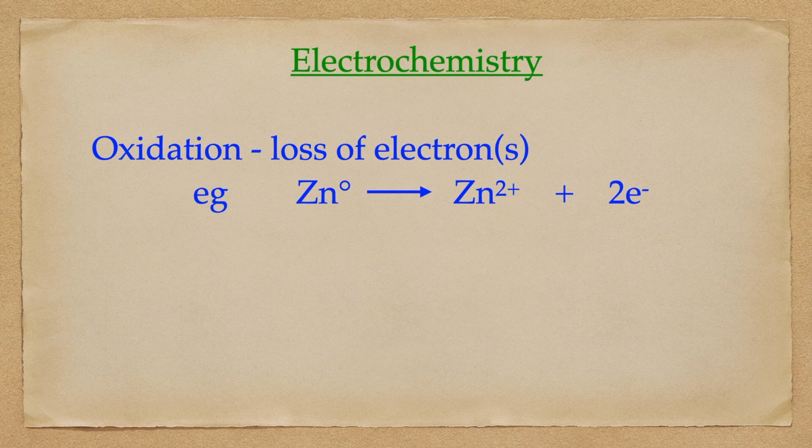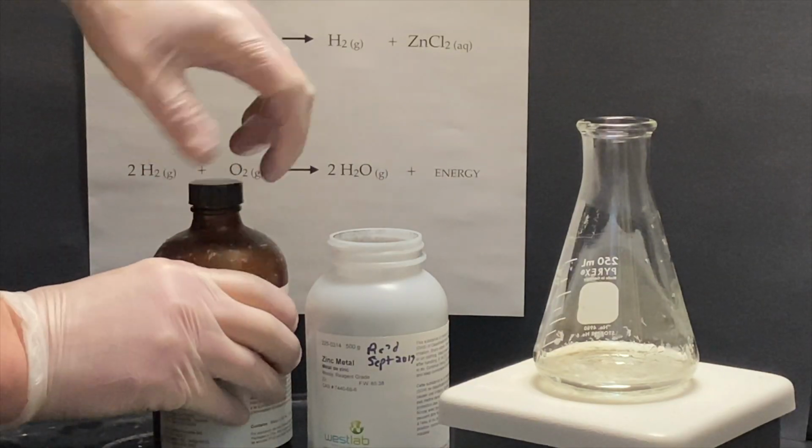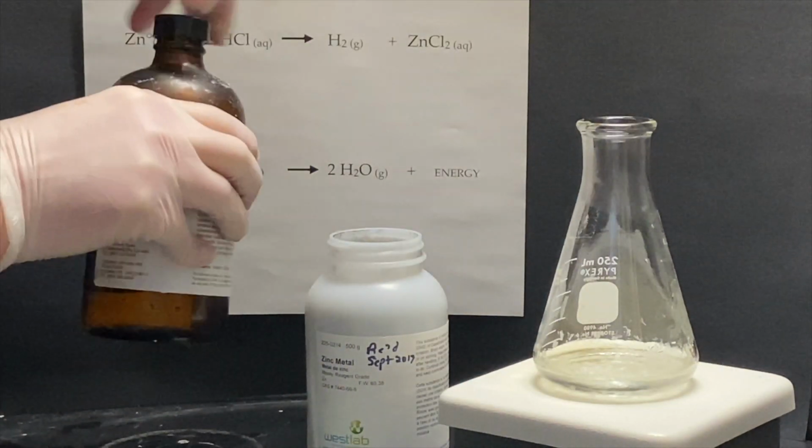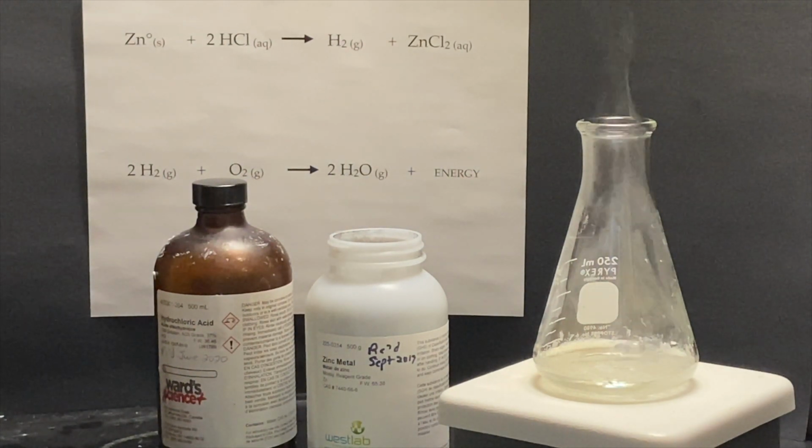For example, zinc 0, that is neutral metallic zinc, can be oxidized to zinc 2+ when it loses 2 electrons to hydrogen. Hydrogen, that is hydrogen ions, are then reduced to hydrogen gas by the gaining of the 2 electrons that zinc lost. This is the reaction that occurs when hydrochloric acid reacts with zinc in the following example.